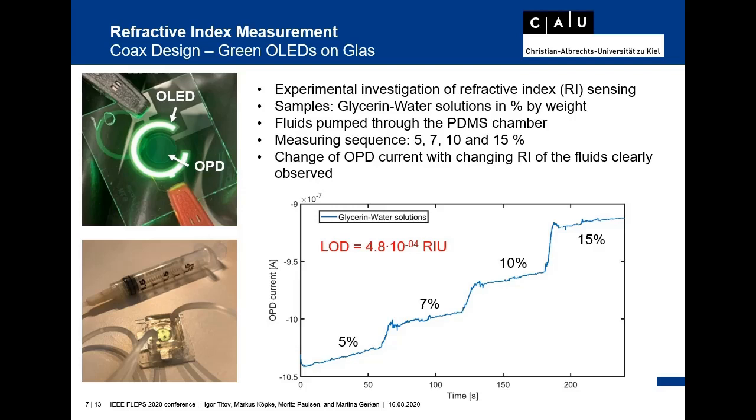A higher glycerin concentration causes an increase of the refractive index, and as I already mentioned, the photocurrent decreases for higher refractive index, which can clearly be observed in the shown measurement. The LOD was calculated to be roughly 4.8 times 10 to the power of -4 refractive index units.